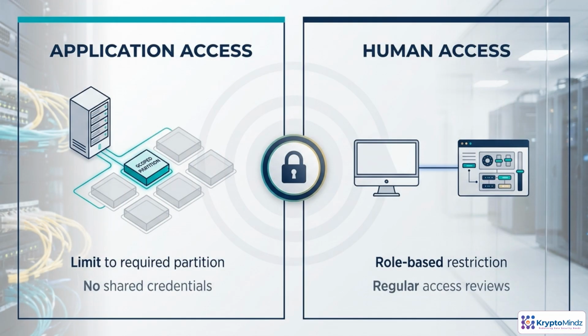Least privilege is your first real control against misuse of an HSM. Think of 2 tracks, applications and humans. Each application should be tied to a single partition and only the keys it actually uses. No shared passwords, and no one credential for every environment. For people, use role-based access. Operators, developers, and admins get different rights, strictly tied to tasks. Then schedule regular reviews and aggressively remove anything that's no longer needed.